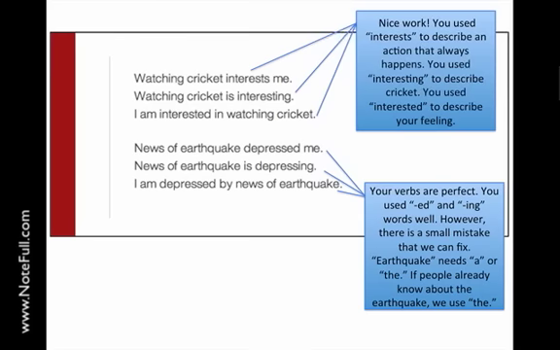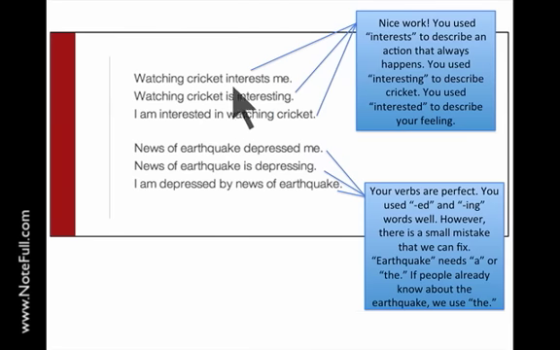So mistake number 2, we talked about using 3 kinds of verbs. Here are examples: interests, interesting, and interested. With different endings, right? We take the same verb and we change it a little bit. And this student did a really nice job.